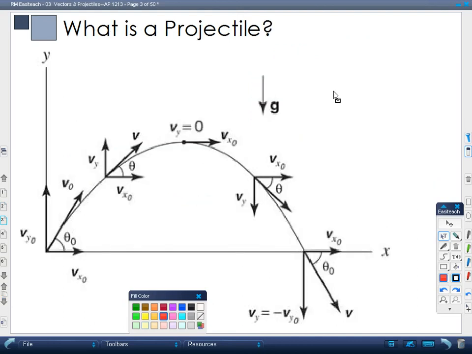Now, speaking of projectiles, what is a projectile? A projectile is something that has been projected into space. So don't think of a projectile as something that is in the hand of the thrower, or the rock while the rock is in the catapult. It's the rock after it has been released from the catapult, and it is essentially in free fall because it's only under the influence of gravity.